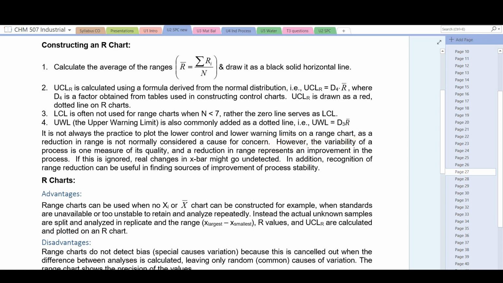However, the variability of a process is one measure of its quality, and a reduction in range represents an improvement in the process. So if this is ignored, any real changes in X bar might go undetected. In addition, recognition of range reduction can be useful in finding sources of improvement of process stability. So you see, it's optional. Sometimes lower control limits on the range and lower warning limits are plotted, but you would not plot them if they calculate to be a negative value.